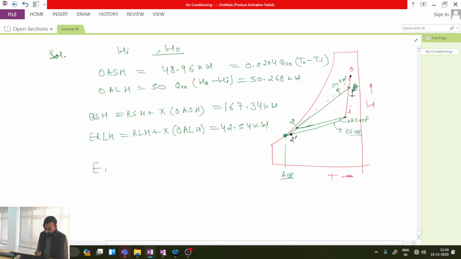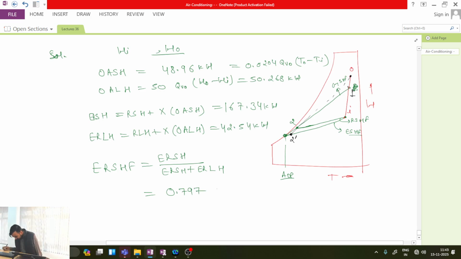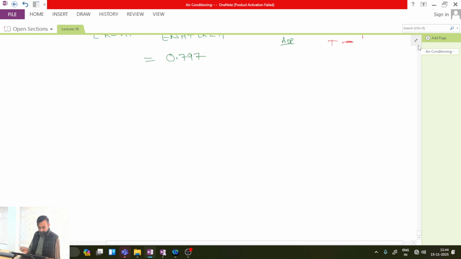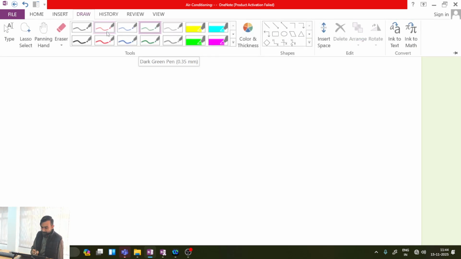Can I calculate effective room SHF? ERSHF will be ERSH over ERSH plus ERLH, which is how much? 0.79. 0.797, correct. Okay. Now you tell me what to do next. What can I do next, please tell me.